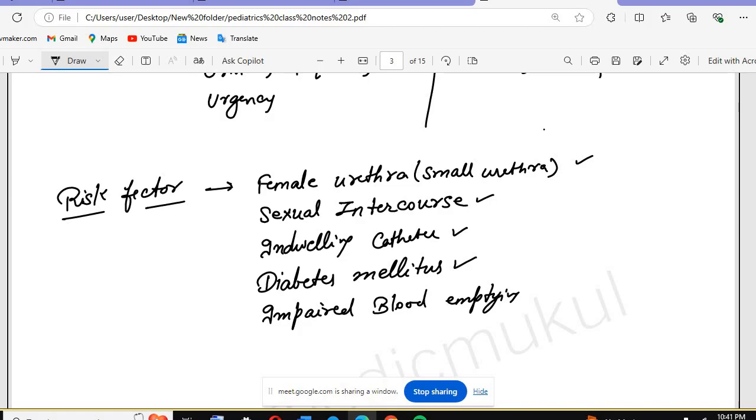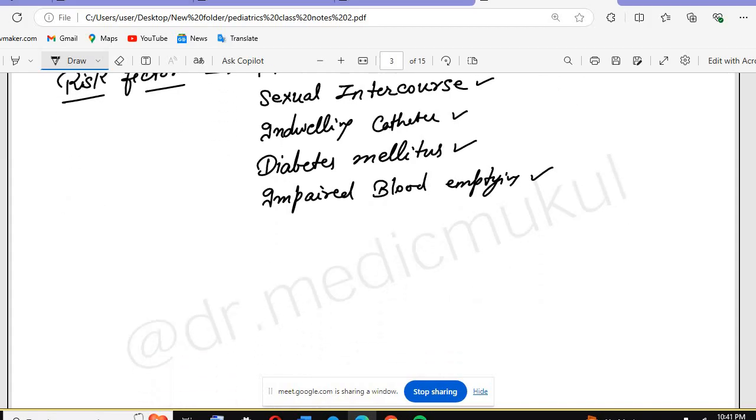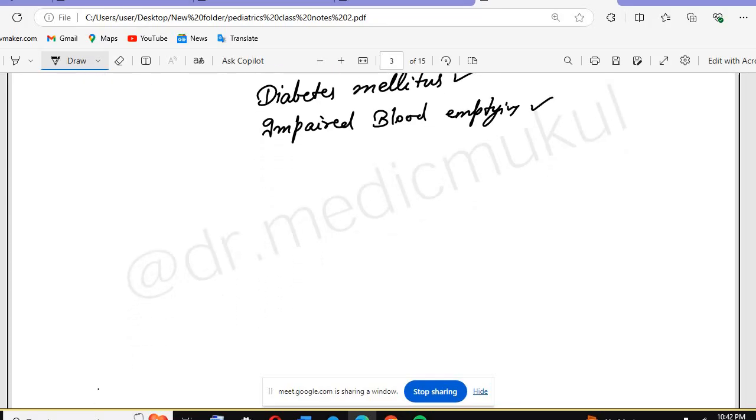E. coli, the Staphylococcus, Klebsiella. So that's why diabetes mellitus is also a risk factor. And impaired bladder emptying: if you keep filling the urinary bladder without emptying it, there will be high chances of infection developing in this patient. So the causes, you remember, we have discussed.